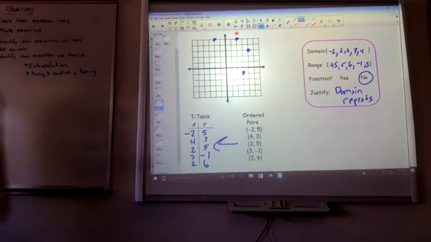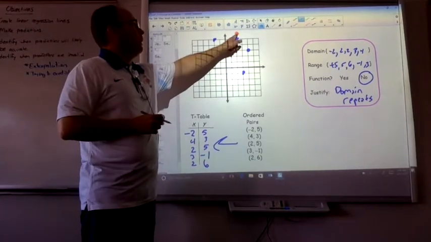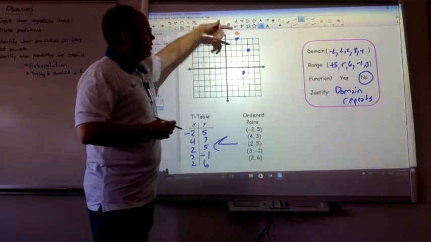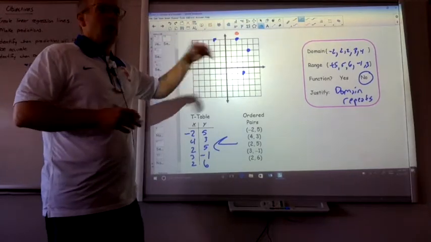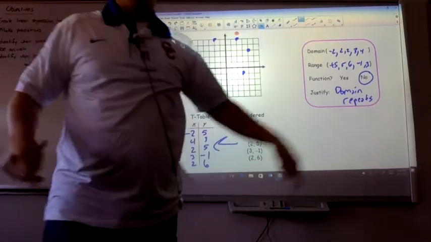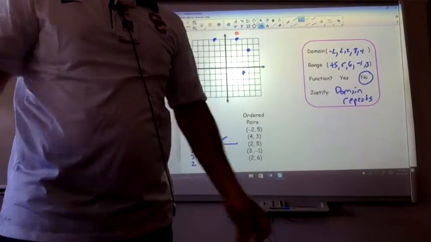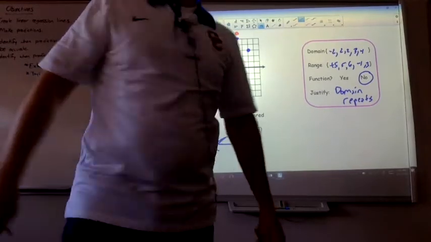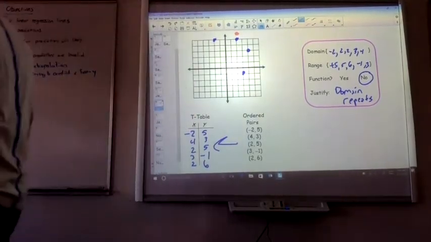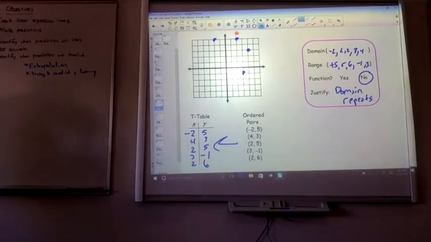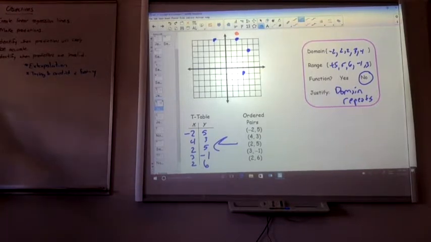Let's say this point didn't exist, let's say that one's not there. This is still a function. It's a relation, and it doesn't matter that they have dots all over the place, as long as the dots don't fall into the vertical line where the domain repeats. Yes, we are definitely going to get to linear, straight line stuff, but at this point we're just plotting points and trying to define a relation versus a function, a special relation called a function. May I move to the next slide? Yes.